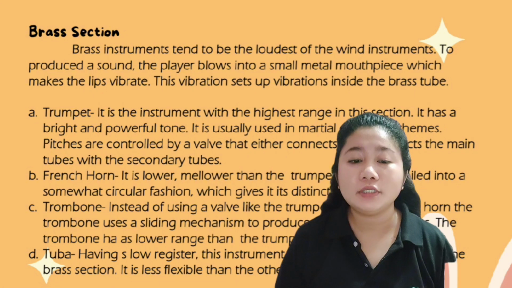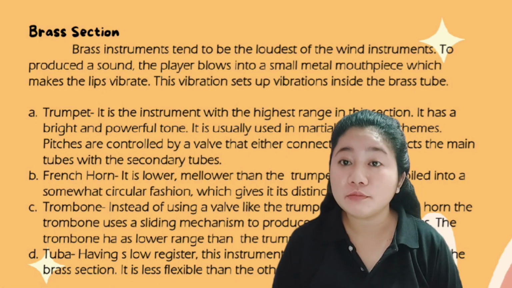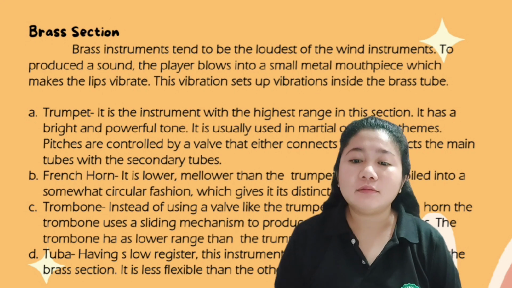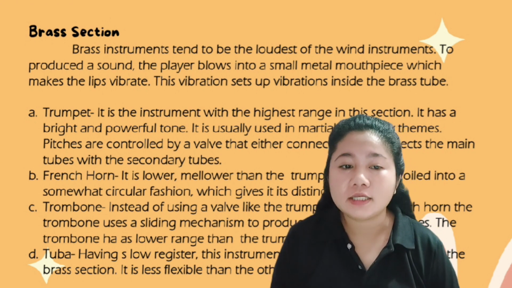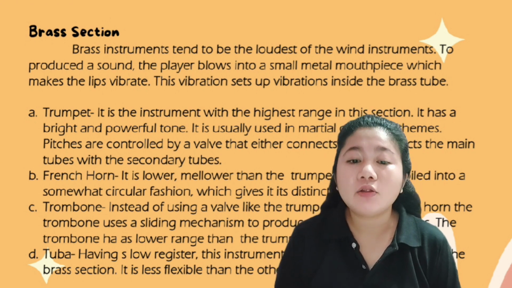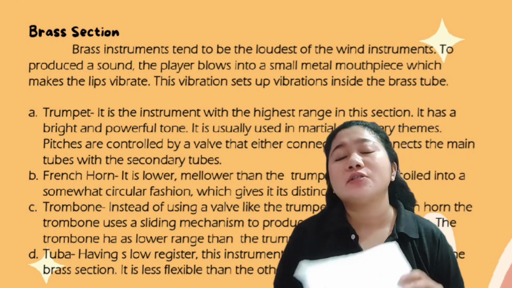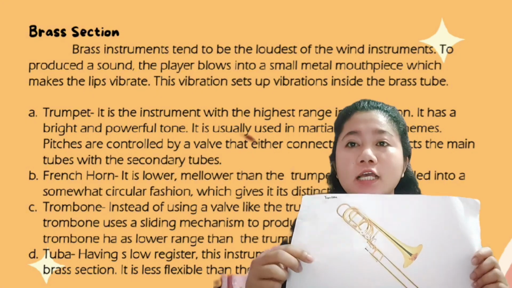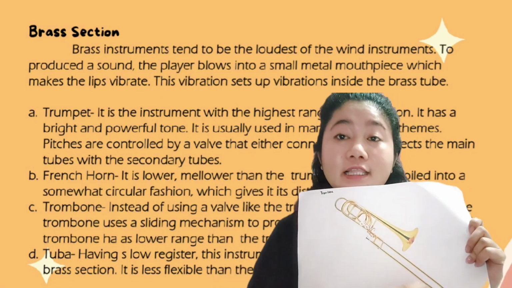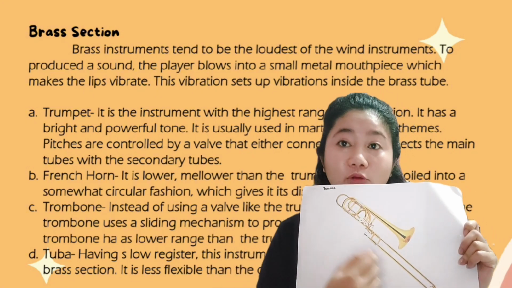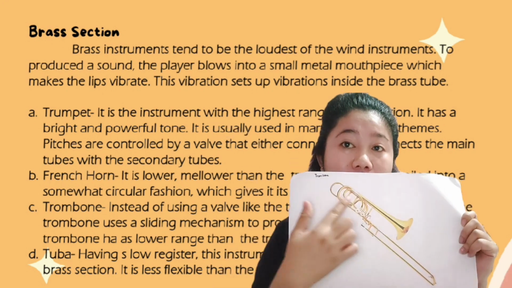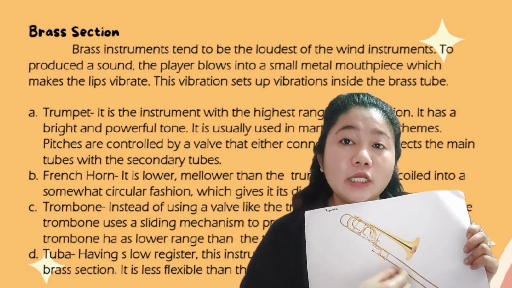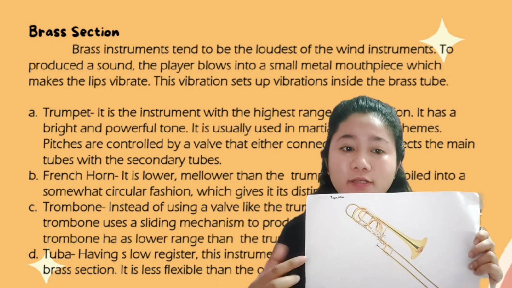So si trombone, instead of using a valve like the trumpet and the French horn, the trombone uses a slide mechanism to produce and control pitches. So the trombone has a lower range than the trumpet. So, si trombone naman, hindi siya ginagamitan nung ganun sa fingers. Si trombone, meron siya ditong parang sliding mo siya to create different sounds also. So, si trombone, may mahaba siya, and then dito, ginaslide mo lang siya to create different sounds.